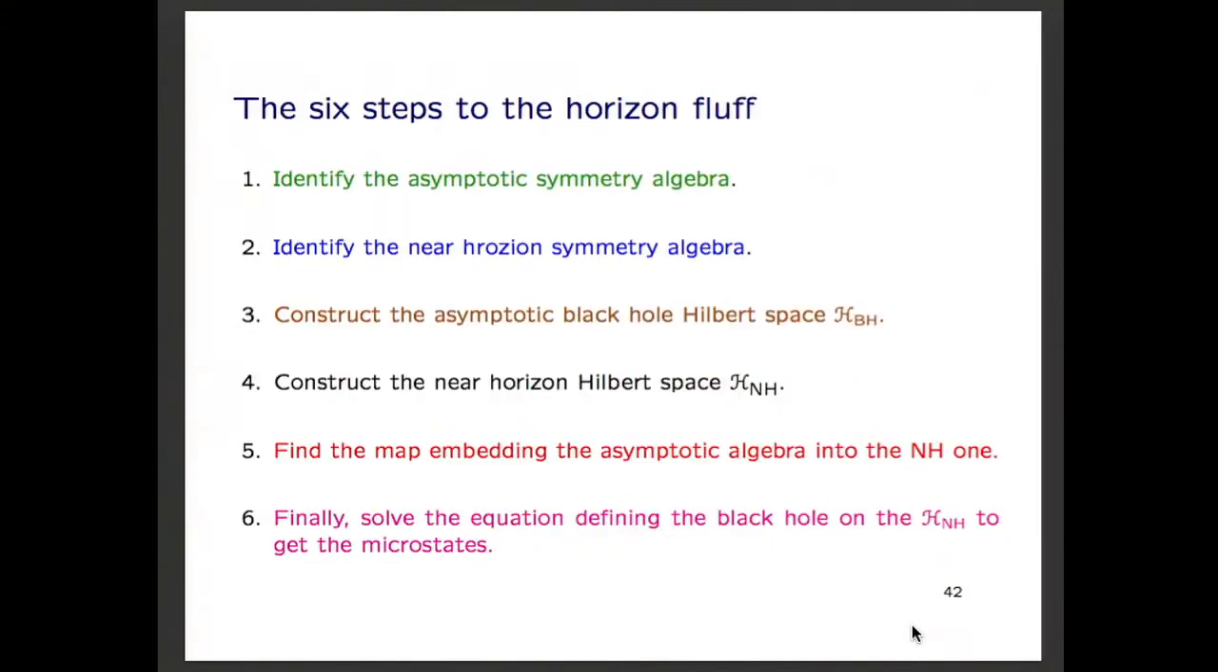Just to go through the proposal: for any given black hole, we need to identify the asymptotic symmetry algebra. I call it asymptotic symmetry just because that's the terminology used, but I need not call them asymptotic, because they were symplectic symmetries. In any case, we need to identify the symmetry algebra away from the horizon, at the horizon, and find a map between the two, and then try to solve the equation which gives the state of any given black hole in the near horizon algebra.